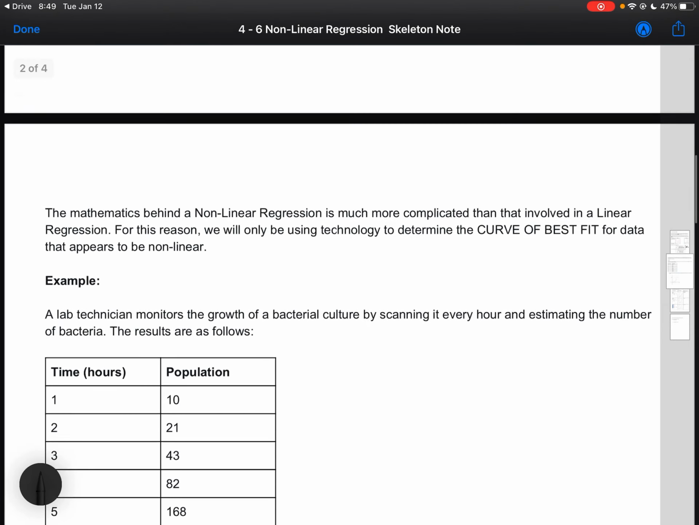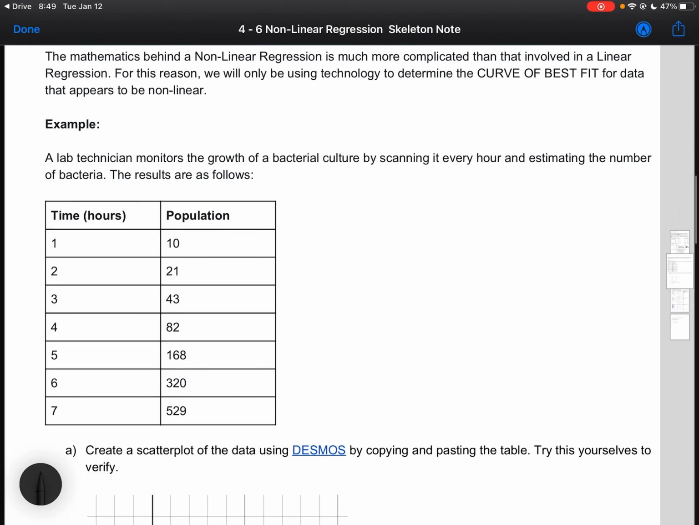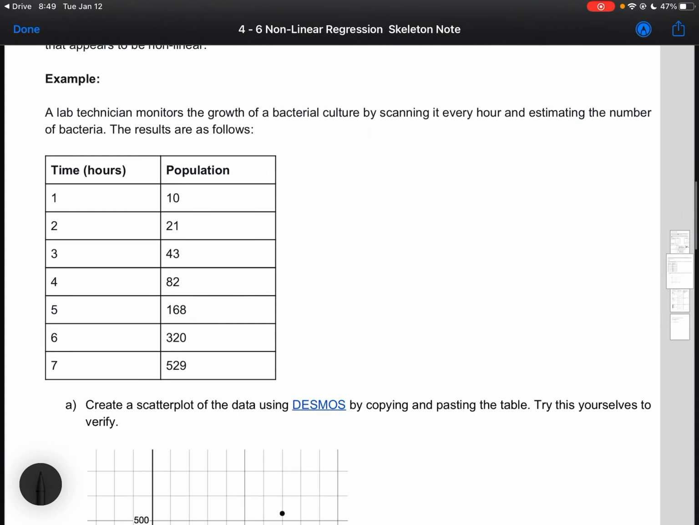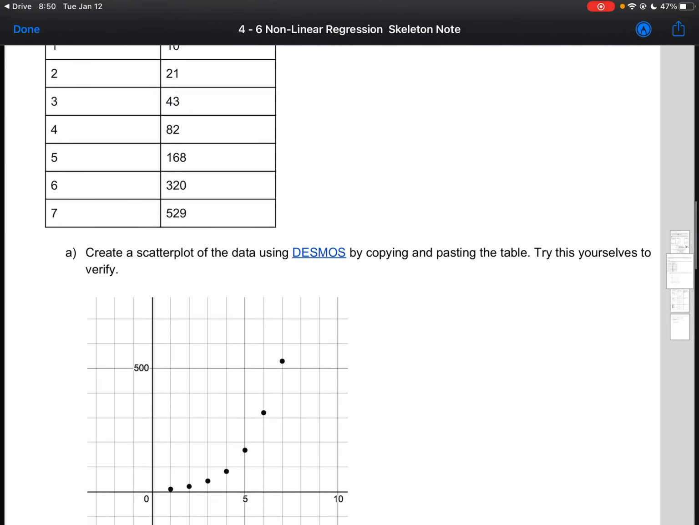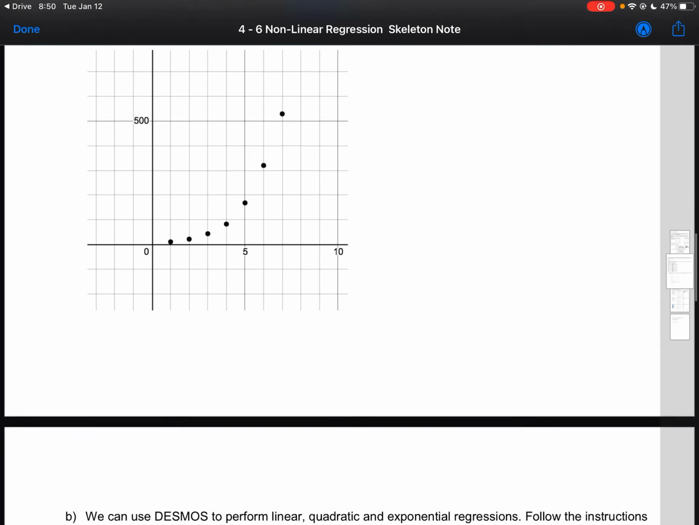We are only going to do nonlinear regression using technology, and the example that we're going to look at here is a bacteria culture. The first thing that you should do is create a scatter plot of the data using Desmos by copy and pasting the table. Try this to make sure that you're able to do it. I will link a separate screencast going over creating the regression lines using Desmos in our unit outline. Your scatter plot should look like this here.